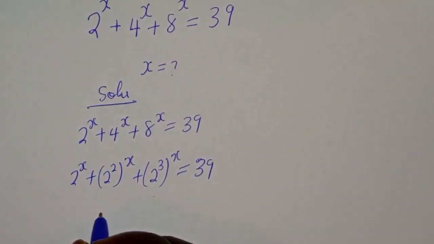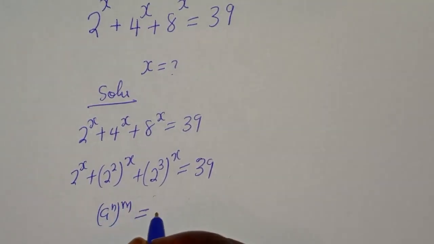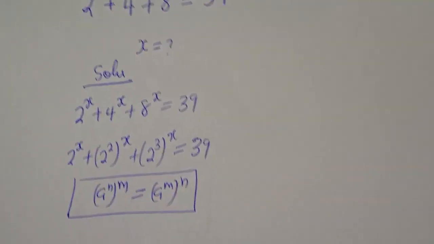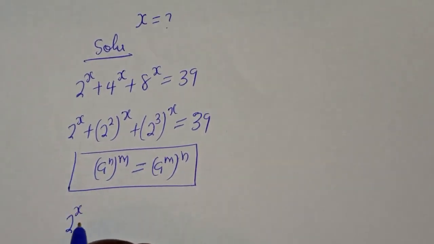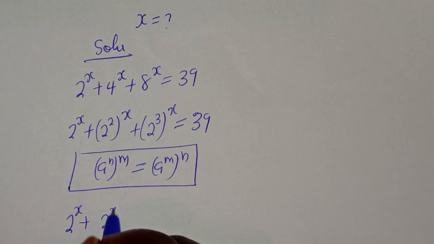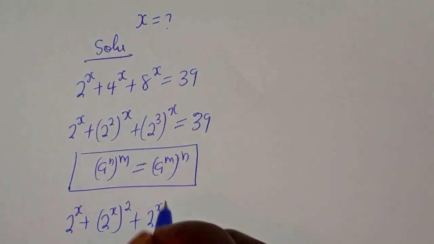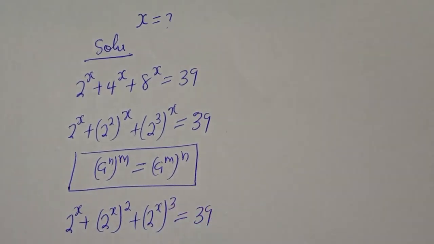If you have a raised to power n to the power of m, this is equal to a raised to power m to the power of n. Then here is 2 raised to power s plus 2 raised to power s squared plus 2 raised to power s raised to power 3 is equal to 39.